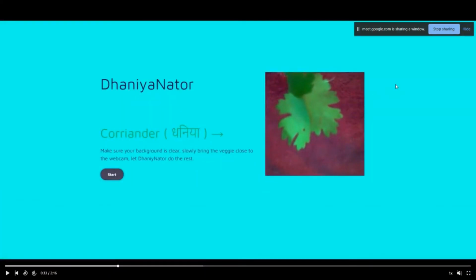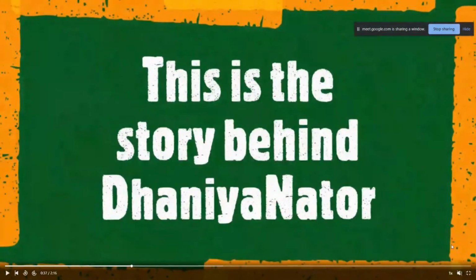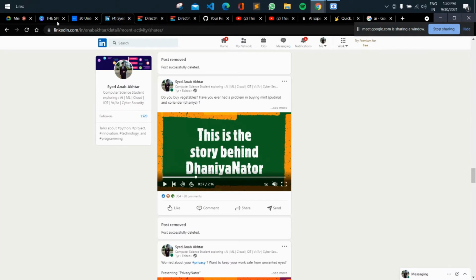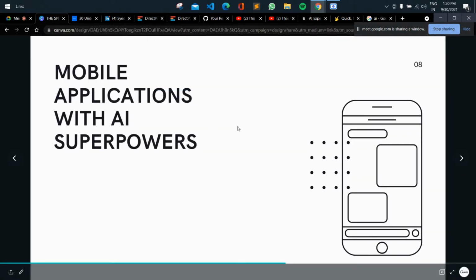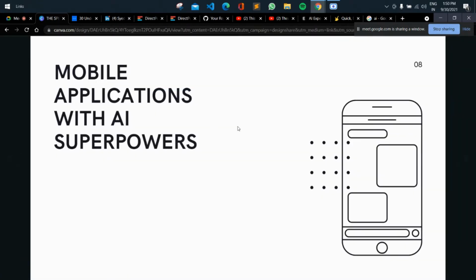So I actually went to my kitchen and took hundreds and hundreds of photographs of coriander and mint, and then I created an entire data set, and then I taught my computer, my program, that okay, this is mint and this is coriander, so that tomorrow when I open my camera, open my application, the computer can easily tell me that, hey Anab, what you're looking at is dhania, or what you're looking at is pudina. And this is just a very small example as to how we can power our mobile applications with cool AI superpowers and whatnot.